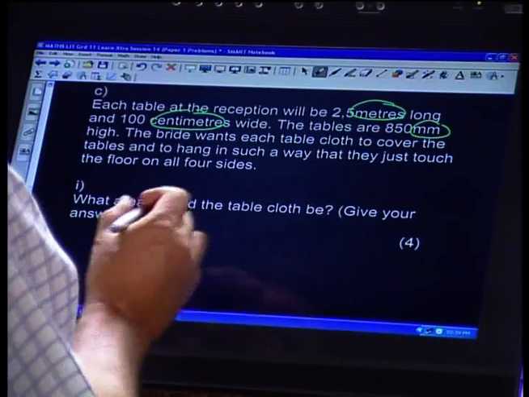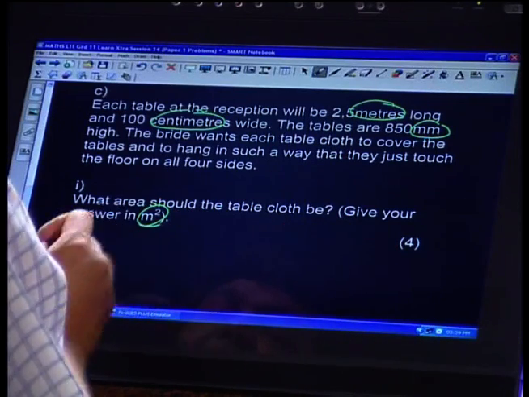So I'm either going to change everything to meters, or everything to millimeters, or everything to centimeters. And we'll look at the question, and normally the question will ask us what units it wants the answer in. And that's the units we're going to change it to. Okay, so let's look at the question. It says, what area should the tablecloth be? Give your answer in meters squared. In other words, we're going to change everything to meters.